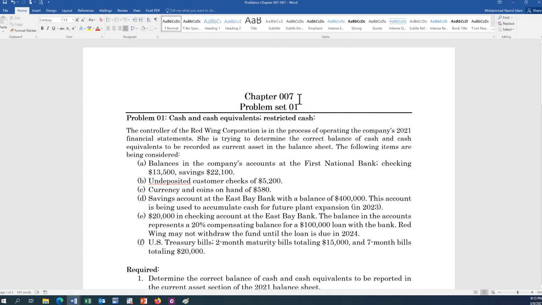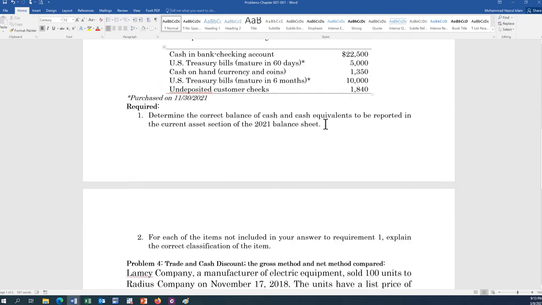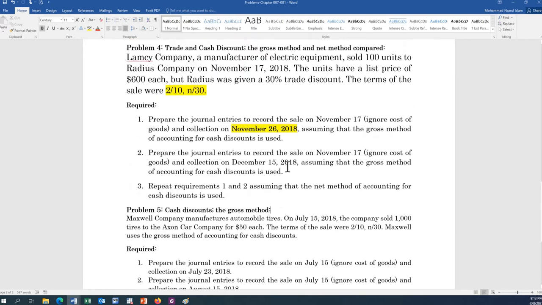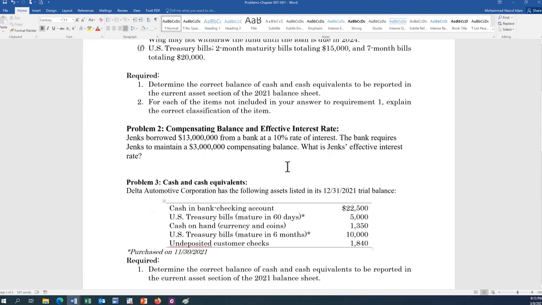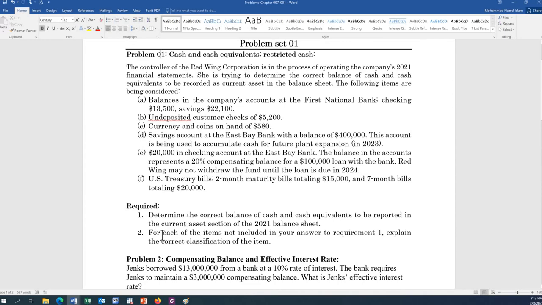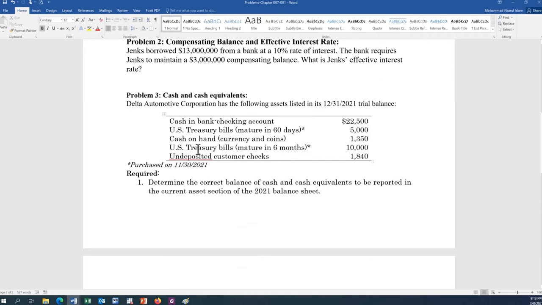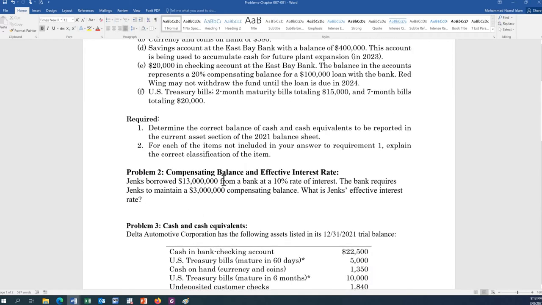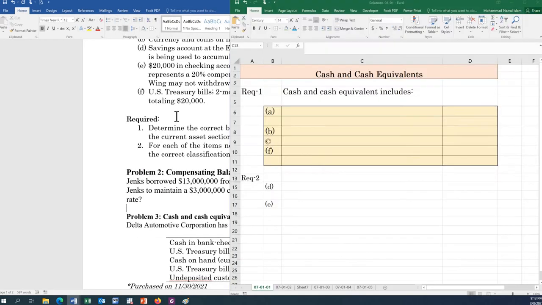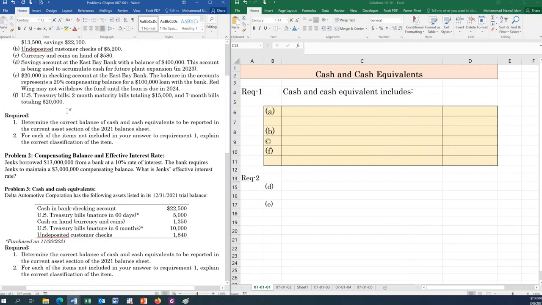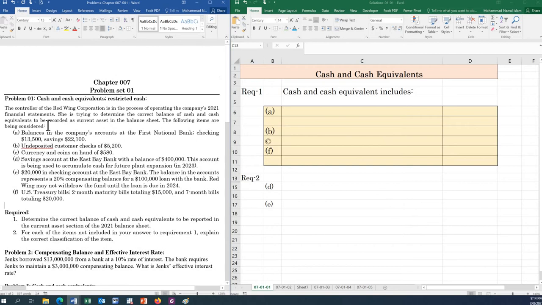So in this part, we will solve some problems on cash and cash equivalents, restricted cash, and on cash discounts, gross and net method. You can see that there are 5 problems. Let's go solve the problems. The problems will be on Learn, so no worry about that.